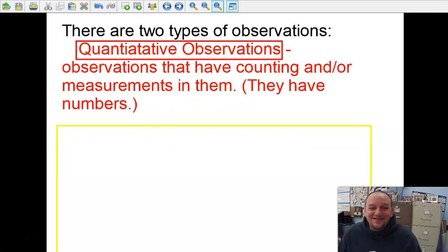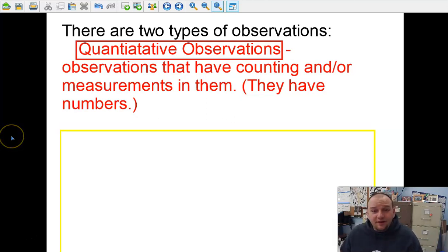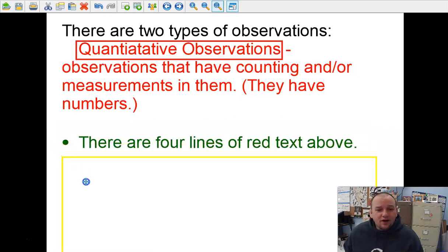There are two different types of observations. One type of observations is quantitative. Quantitative observations involve counting or measuring, and they have numbers in them. The word quantity is in the word quantitative. It should make sense to you that that means they have numbers. So here are some examples. To begin with, there are 4 lines of red text above. 1, 2, 3, 4. We can count them. Therefore, it's a quantitative observation.